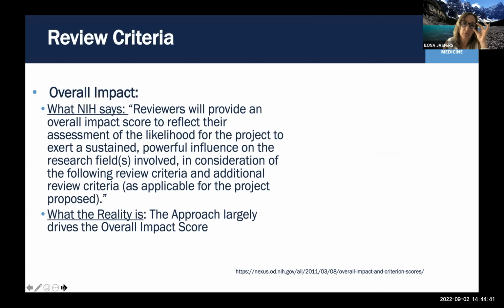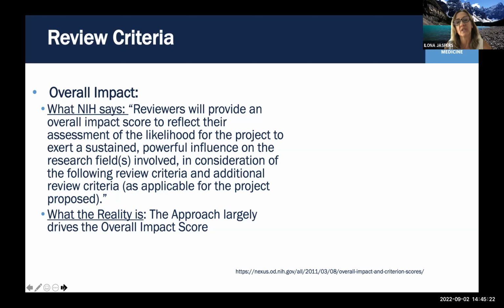So what are the review criteria? Basically, you get an overall impact score. And the other scoring criteria, such as significance, innovation, environment, investigator, all are scoring criteria, but everyone gives an overall impact. What NIH really says to reviewers is they will provide an overall impact score to reflect their assessment of the likelihood for the project to exert a sustained, powerful influence on the research field involved, basically have a meaningful and sustained impact. But what is the reality?